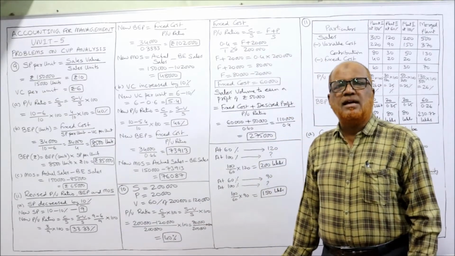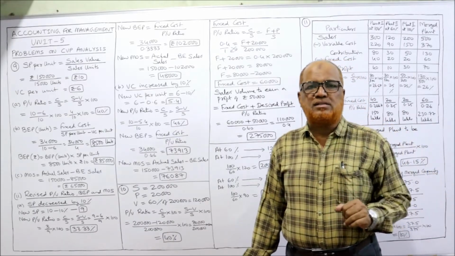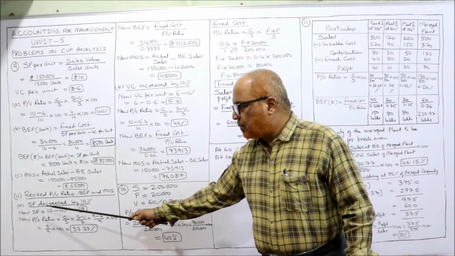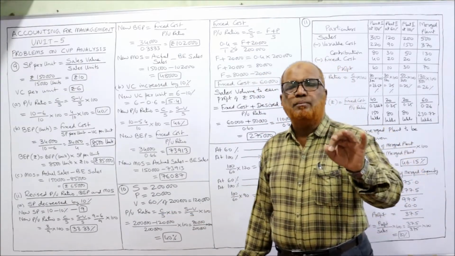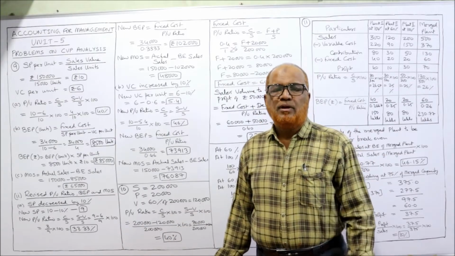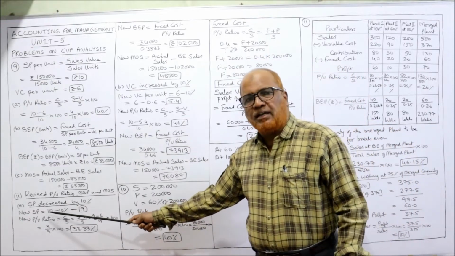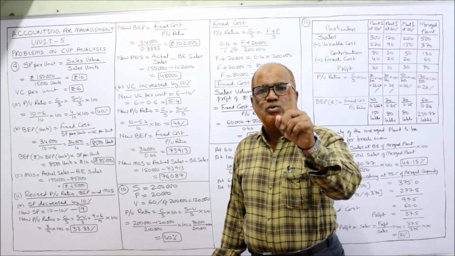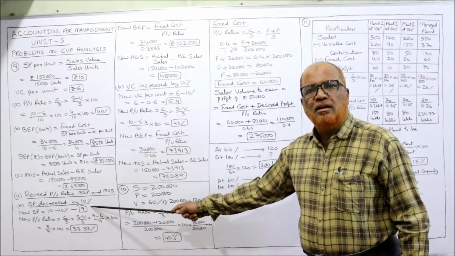The second part is asking what is the change in PV ratio, BP and MOS in two situations. What are the two situations? First, selling price decreased by 10%. Suppose the selling price is decreased by 10%, what would be the change in PV ratio, BP and MOS? So 10% of 10 is 1, so 10 minus 1 is 9. The new selling price is 9 rupees.